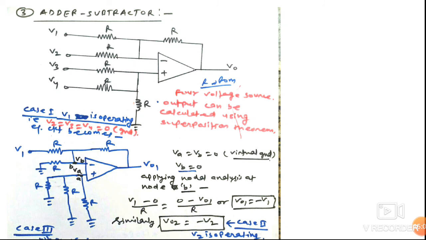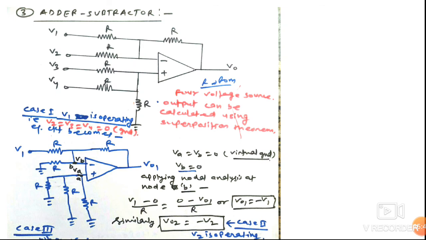So case number 1: when V1 is operating, that is V2, V3, V4 are grounded, that is, killed here. So only V1 is operating. Again, this potential is grounded, this is also grounded, this is also grounded. So essentially the potential of node A, that is VA, is equal to 0. The potential of node B, VB, will also be 0 from the virtual ground concept. So VB equals VA equals 0 volt.